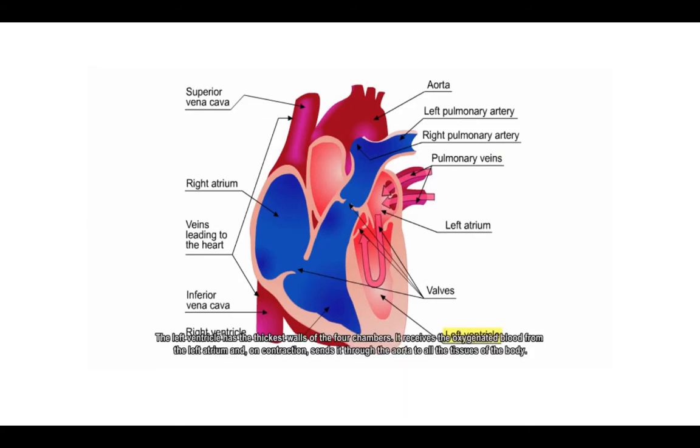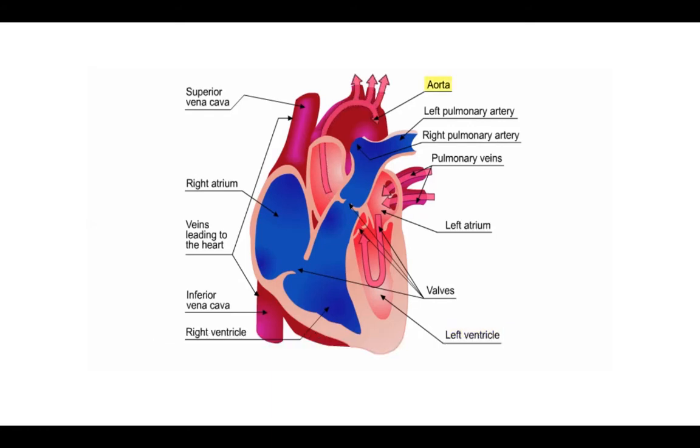The left ventricle has the thickest walls of the four chambers. It receives the oxygenated blood from the left atrium and, on contraction, sends it through the aorta to all the tissues of the body. The blood is prevented from flowing backward into the chambers by a system of flap-like valves.